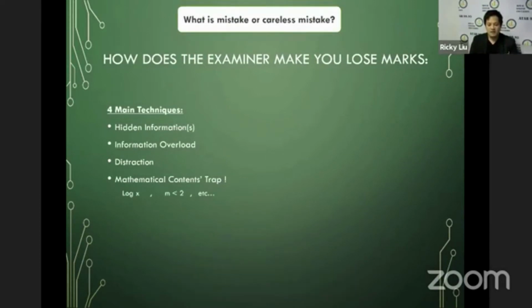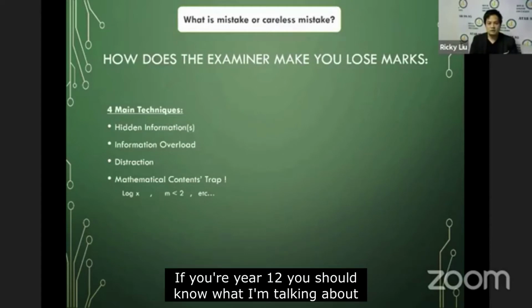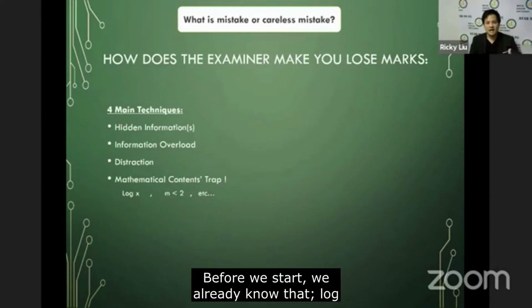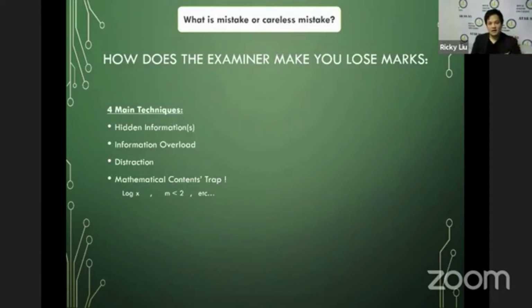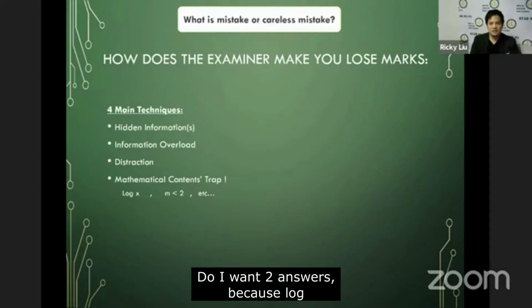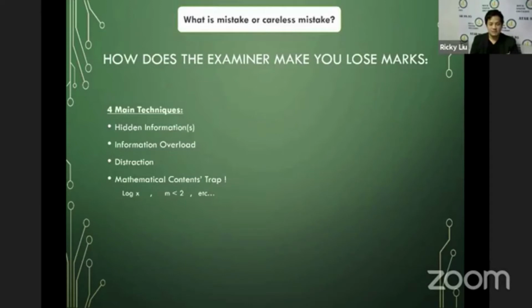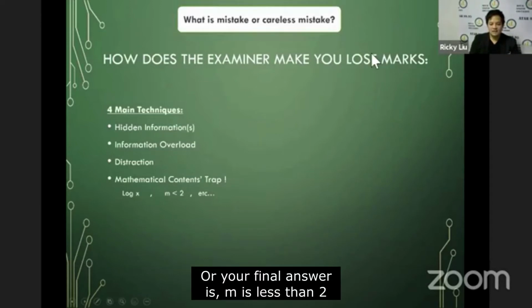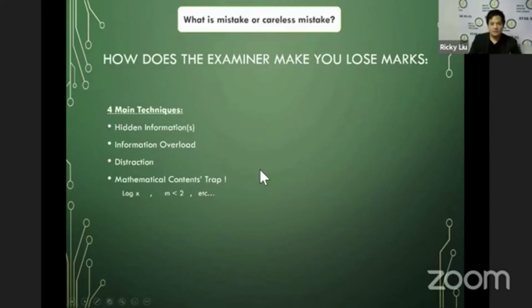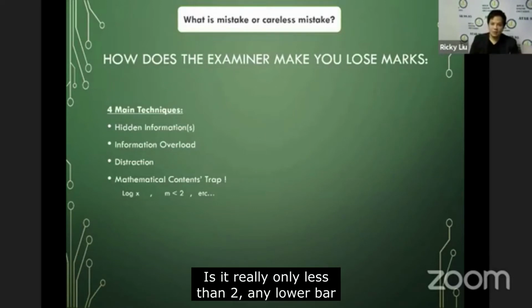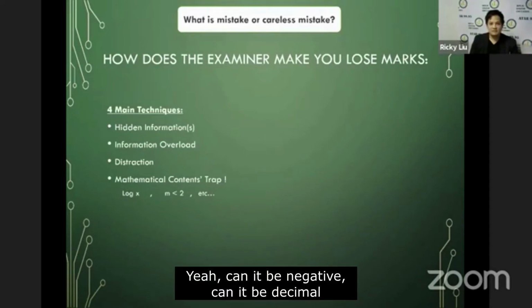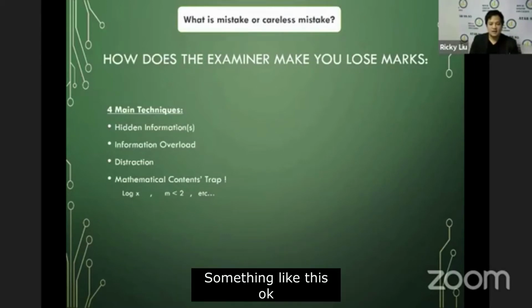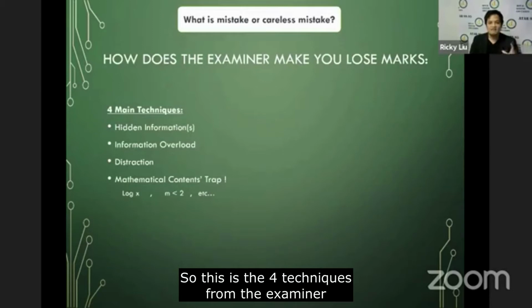For example, log. If you're in year 12, you should know what I'm talking about. Before we start, we already know that with log, when we get 2 answers, I need to be concerned. Do I want 2 answers? Because the argument of a log cannot be negative or 0. Or your final answer is m is less than 2. Is it really only less than 2? Any lower bound? Can it be negative? Can it be a decimal? Something like this. Okay, so these are the 4 techniques from the examiner.